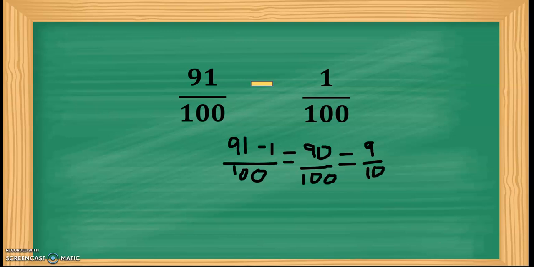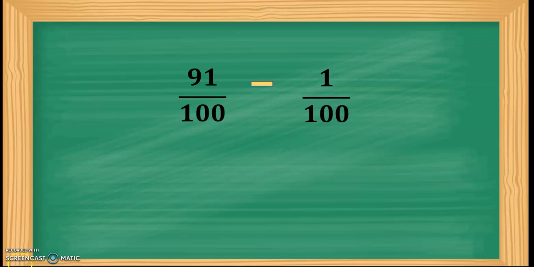Now I hope you got this correct. Pretty simple. Remember, we are going to subtract the numerators, put back the common denominator, and simplify if possible.